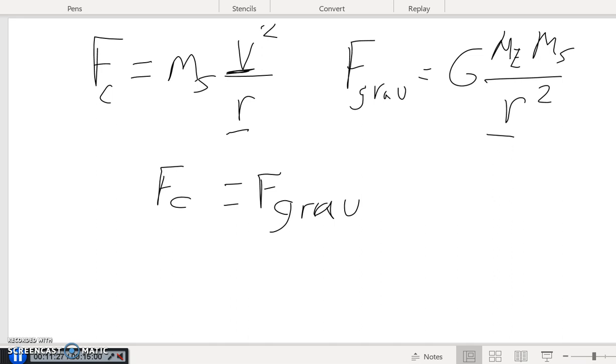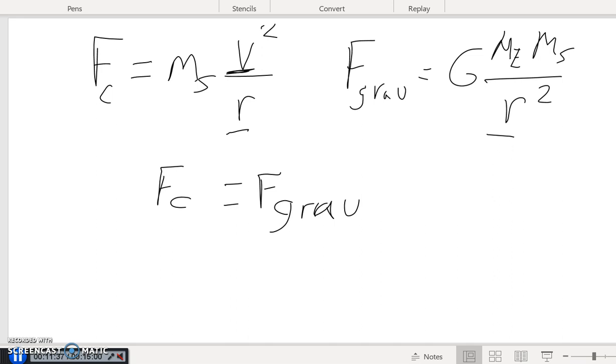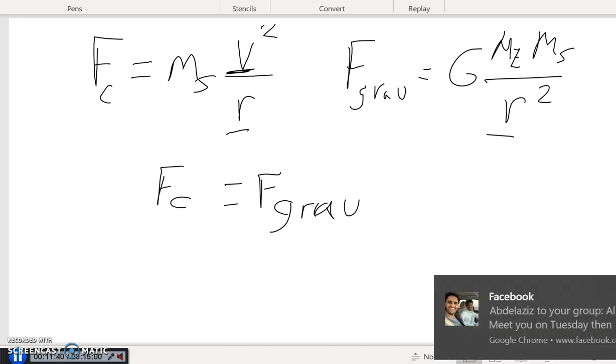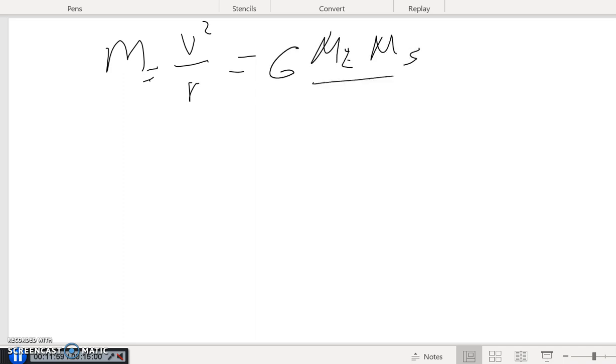Okay? So when we come back to our question here, what is the circular velocity of a satellite 7,000 kilometers above Earth's surface? Well, all we do is set these two equations equal to each other, and then we can solve for v. So I'm going to say m_s, the mass of the satellite times the velocity squared divided by r, is equal to G times the mass of the Earth times the mass of the satellite divided by r squared. And I want to solve for v. Now, first things first, notice that the masses of the satellites cancel out. They appear on both sides. As well as an r cancels out.